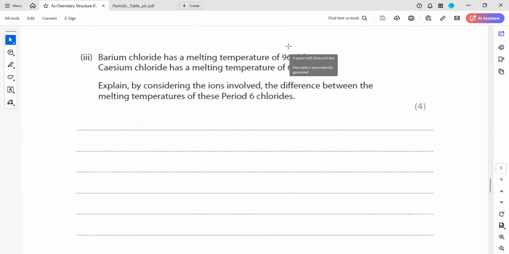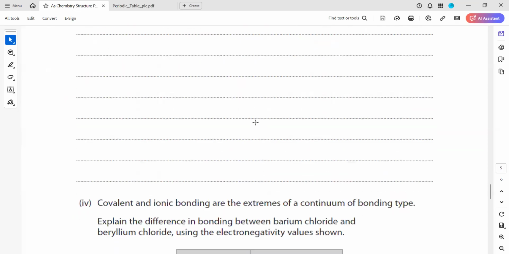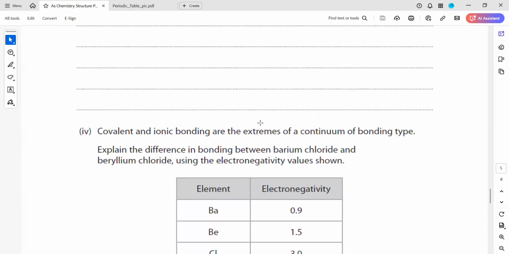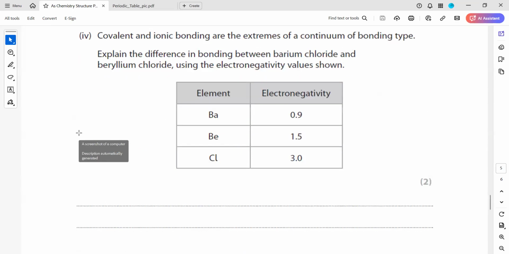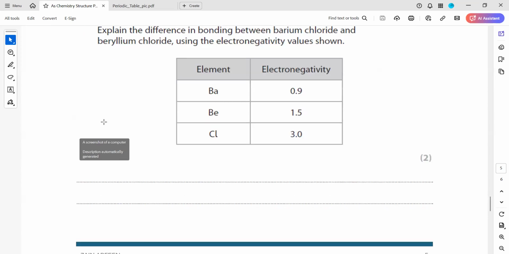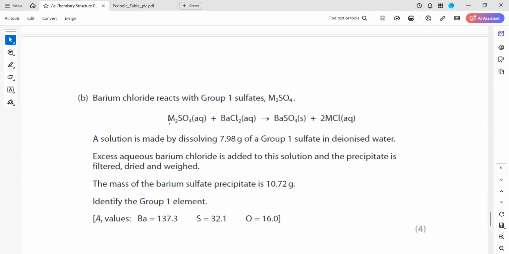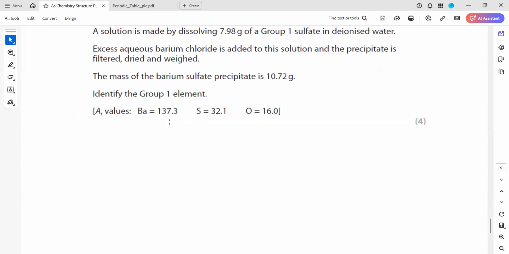Yeah, the fourth mark is a greater energy needed to break the ionic bonds in the lattice. That's the fourth mark. Part 4, any doubt? Part B, any doubt? 4, okay.